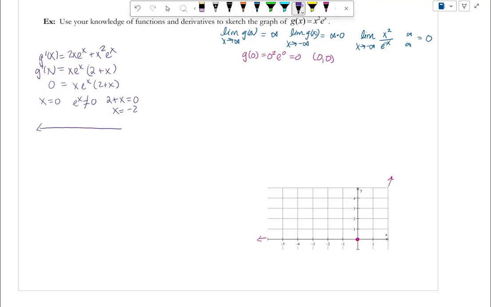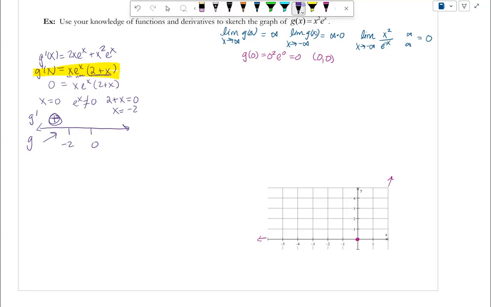So if I put those on a number line, looking at the sign of my first derivative, I always want to use the factored form here. Let's say I pick a -3 to plug in. Well, my first factor x is going to be negative. My second factor e to the x is always positive. And if I'm plugging in a -3, 2 plus x is also going to be negative. A negative times a negative is a positive, so that's a positive product. That was my mistake. So g is increasing on this interval.